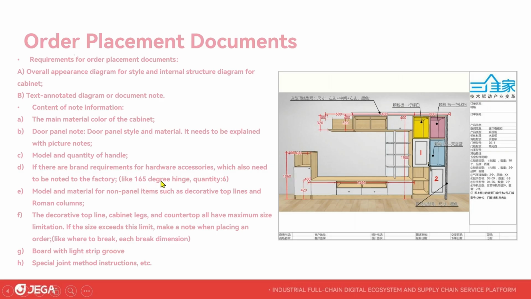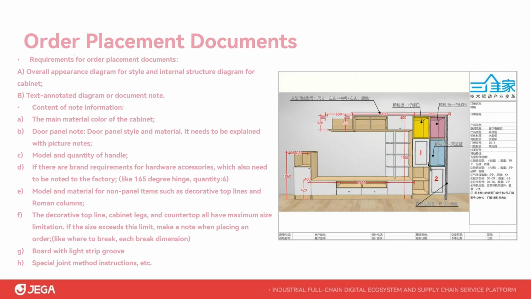like the 165-degree hinge, and the quantity is 6. Even include some non-panel items like the decorative top lights and Roman columns. In your designs, if the size exceeds this limit, better to make a note when placing an order, like where to break the panels. If the boards have the light striped grooves, you can also make a note on it to let your factory know about that.